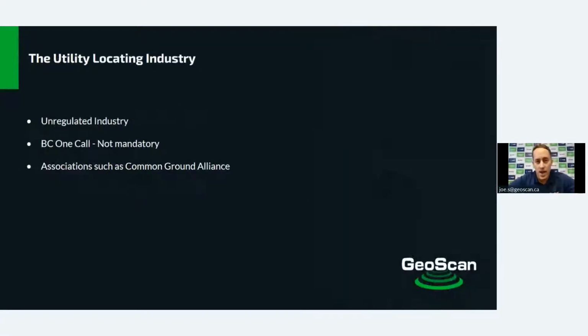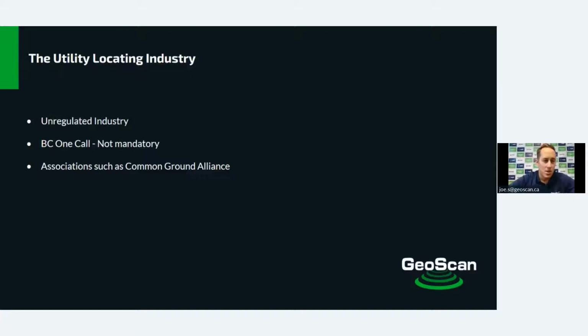So the utility locating industry is unregulated. So anyone out there can buy some equipment, claim that they can locate utilities, and effectively offer their services to you as the client, and come to your sites, and really without any training or knowledge, there's a high chance that they're not going to do a professional or an adequate job, and therefore increase the risk of these incidents happening.